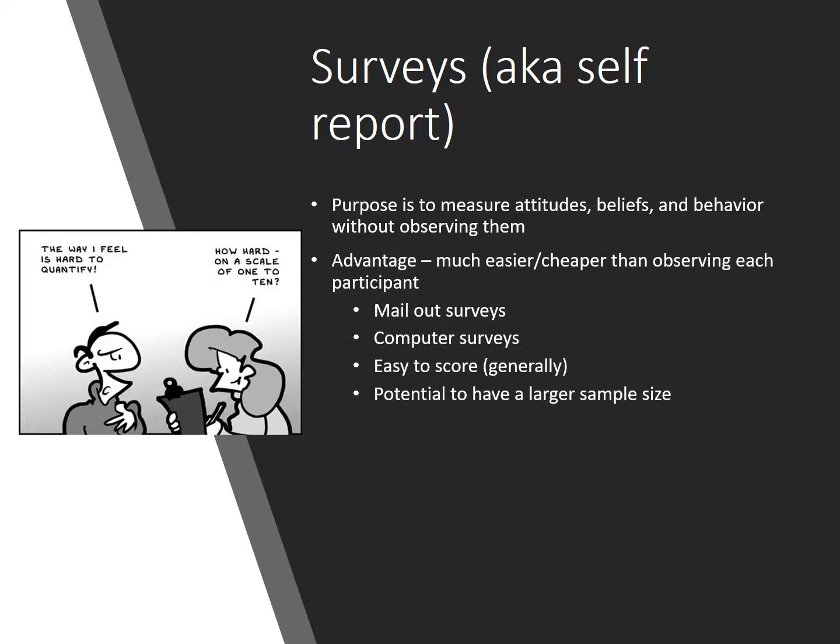So some advantages of that is it's much cheaper than observing. I can mail out the surveys, or I can do a computer survey with SurveyMonkey or Google Forms or Qualtrics. They're generally pretty easy to score, especially through the computer. That data just comes automatically in a spreadsheet form, which gives us the potential to have a larger sample size. So in general, survey research tends to be faster, easier, and more efficient.